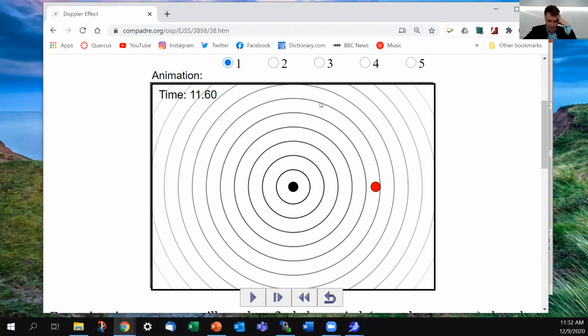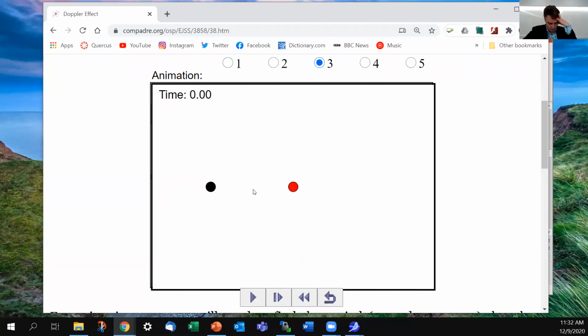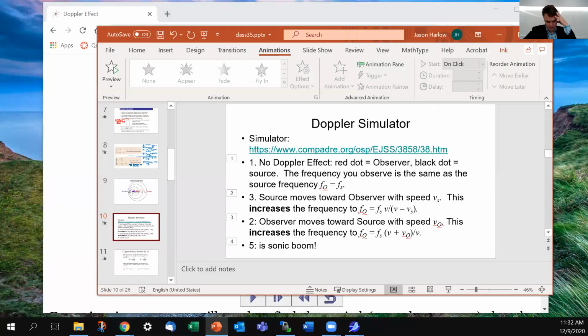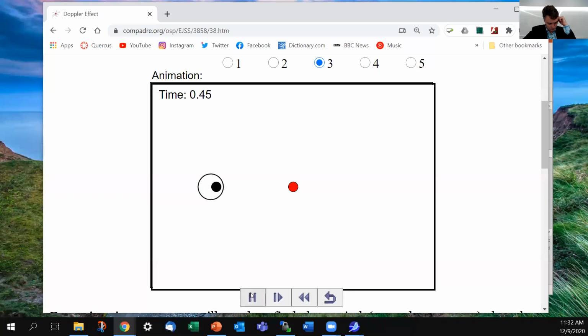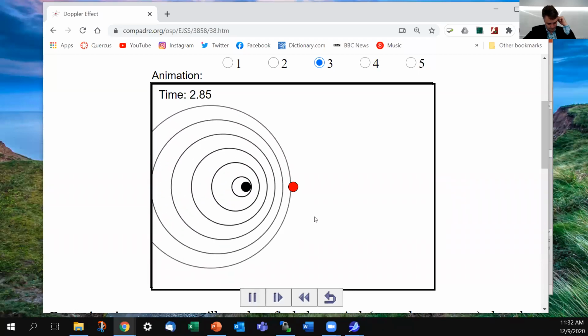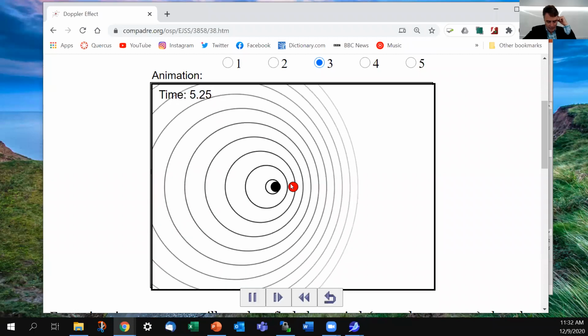But then a couple of things can happen. You can take the source and move it along. So this is going to be 3. The source moves toward the observer. In 1, the observed frequency by the person listening at the red dot was the same as the source frequency, FO equals FS. If the source moves towards the observer with some speed, VS, then this increases the frequency. There is an equation in your book, but can you picture it? These are now passing faster.